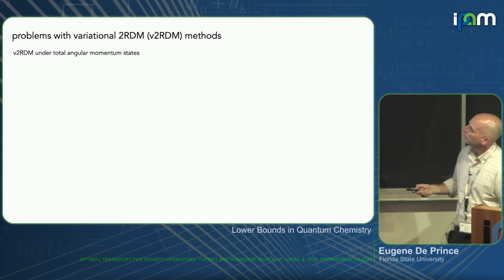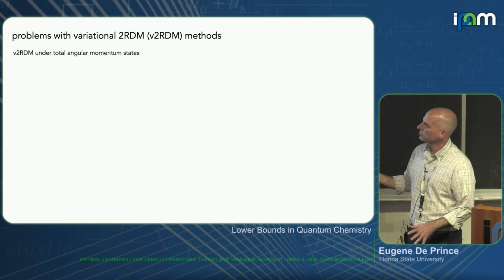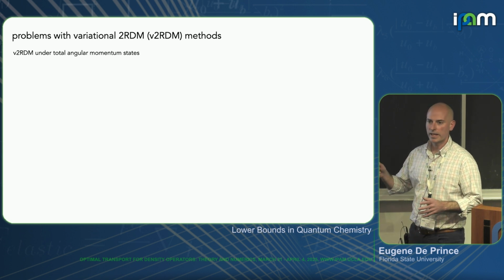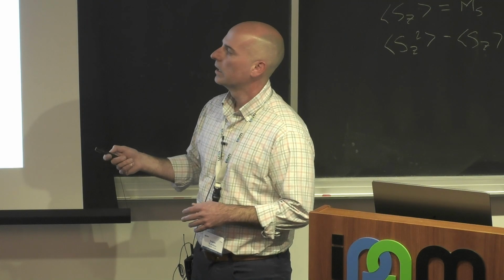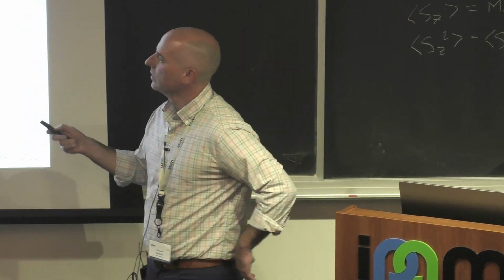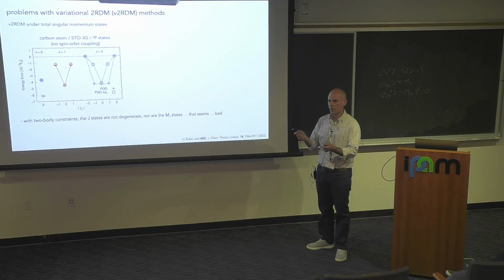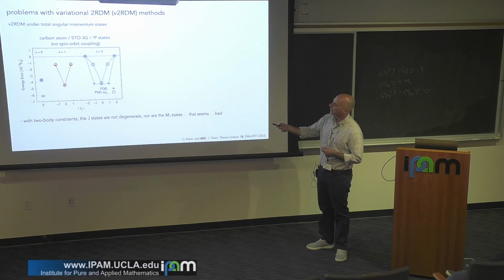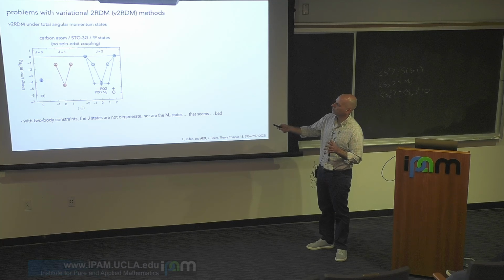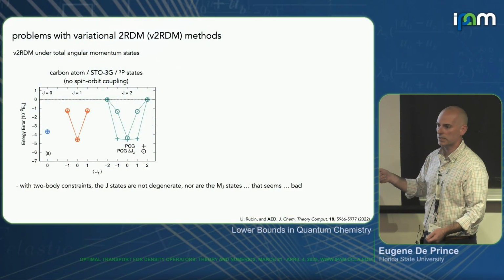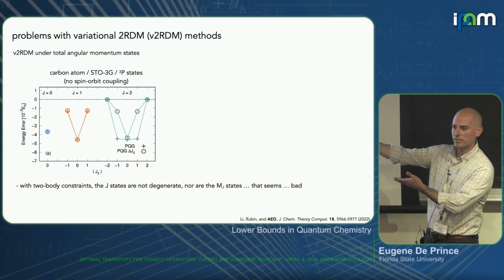Let's say that I'm doing some kind of calculation involving total angular momentum constraints. I have a carbon atom in a bunch of triplet P states, and I can have different ways of coupling the orbital and spin angular momentum for this term. I could have total angular momentum J equal to 0, 1, or 2, and then for each of these, I could have different z projections of the total angular momentum. If my Hamiltonian's non-relativistic, these should all be degenerate, and they're clearly not.